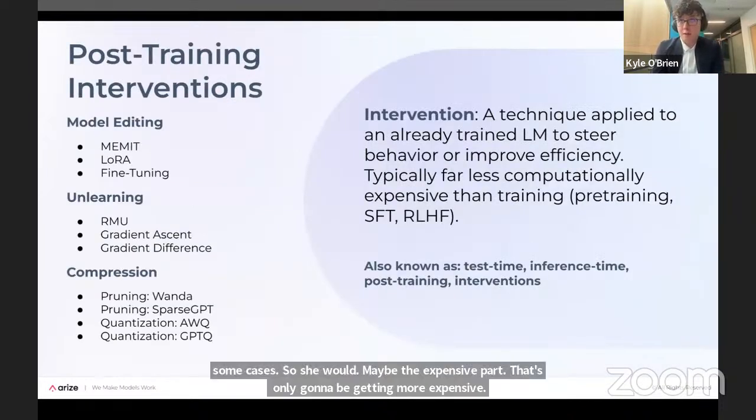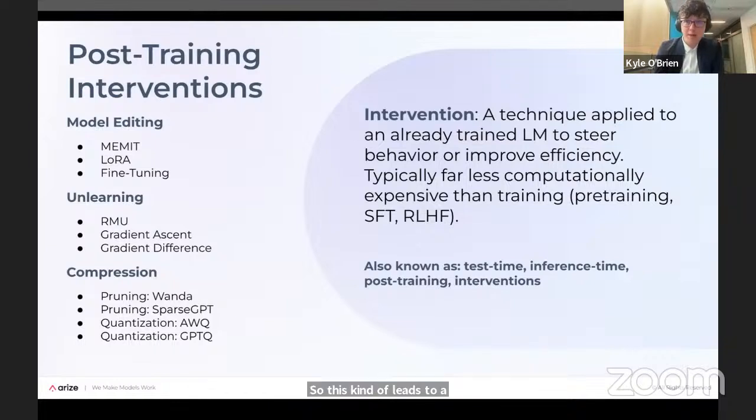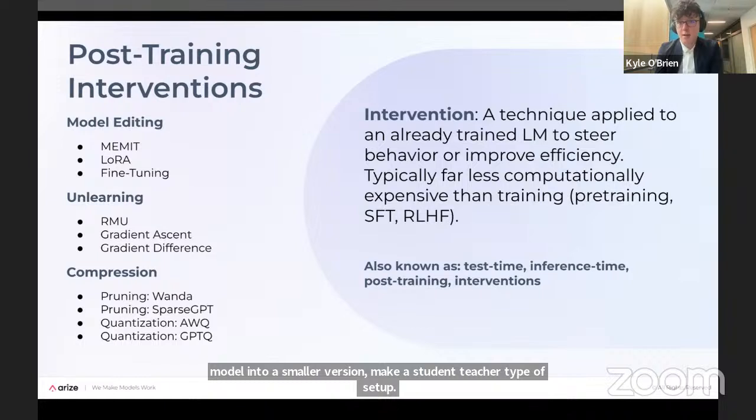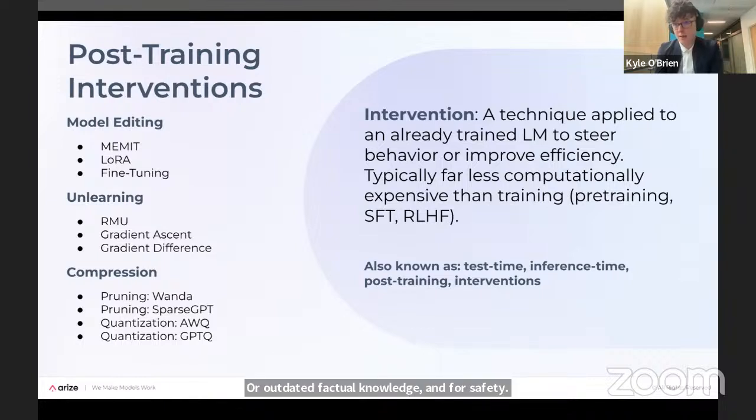So this leads to mitigations that have been studied and are beginning to be deployed in industry that I broadly refer to as post-training interventions. So for the previous concerns, you could perhaps retrain your model from scratch. In the expensive case, you could perhaps distill your model into a smaller version using a student-teacher type of setup. For outdated factual knowledge and for safety, perhaps you can identify the parts of your training data set that is leading to this undesirable behavior and modify your data set such that when you retrain the model, your model now has, say, the updated factual information or is no longer exhibiting the unaligned or unsafe behavior.